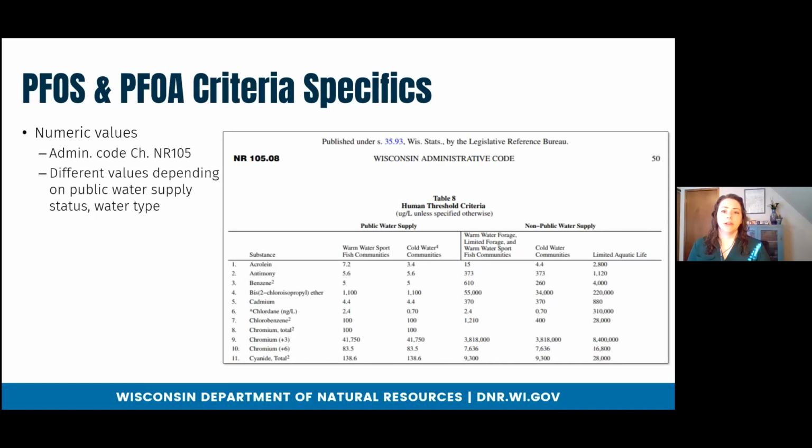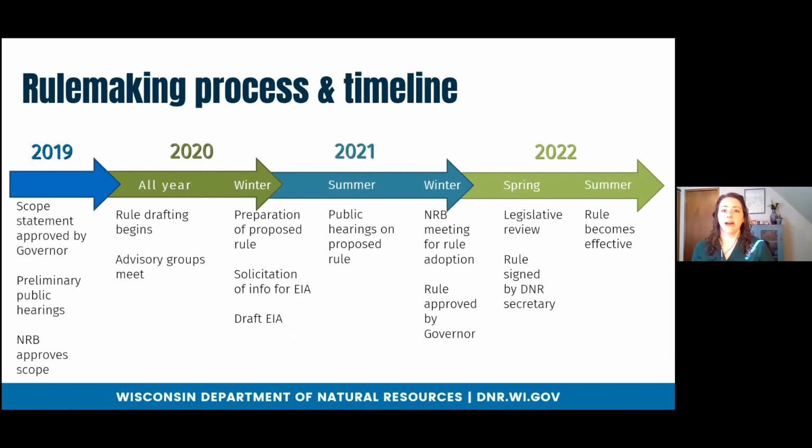We're also going to have to develop specifics related to implementation of these criteria. So for specifics related to permit limits, we'll add to Administrative Code Chapter 106. And for assessment specifics, so how many times do we have to sample? What's the duration of the sampling season, that type of thing? We will add a section or sections to our Wisconsin Consolidated Assessment and Listing Methodology, or WISCALM, which is a guidance document.